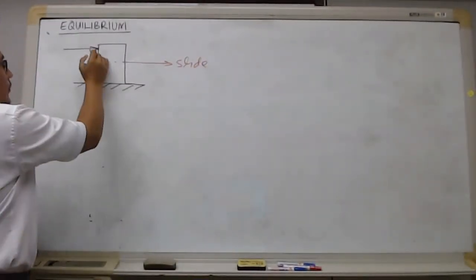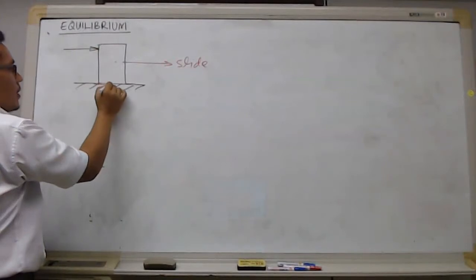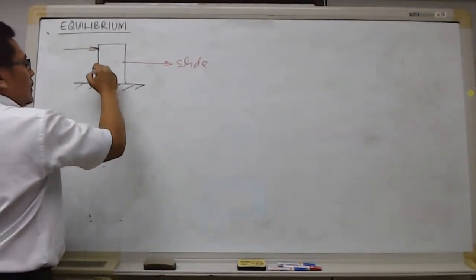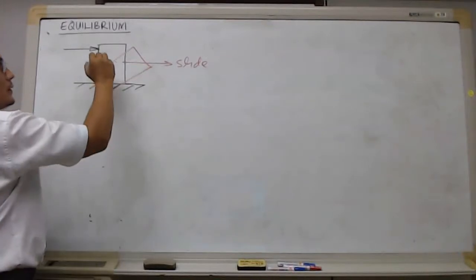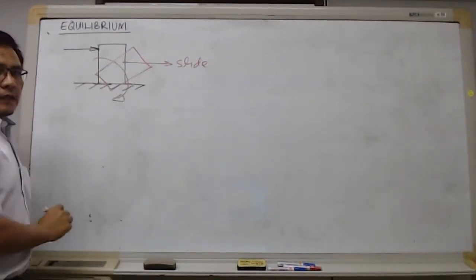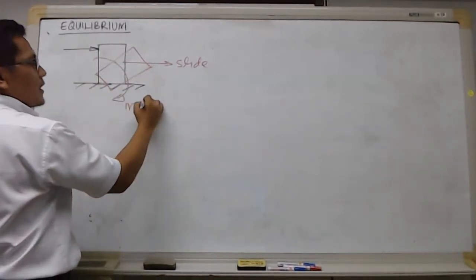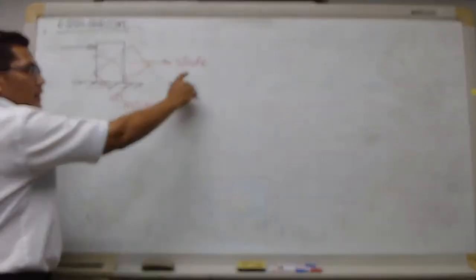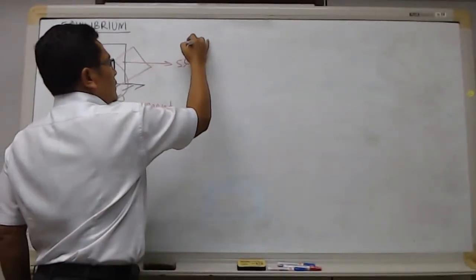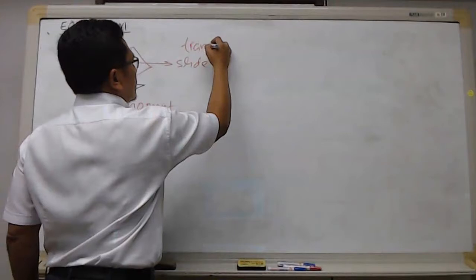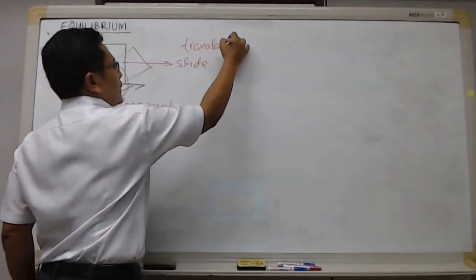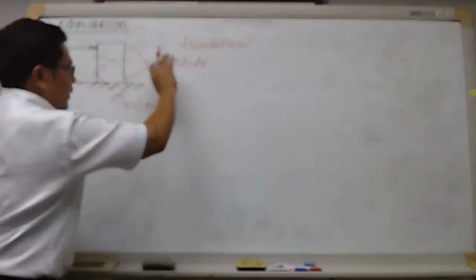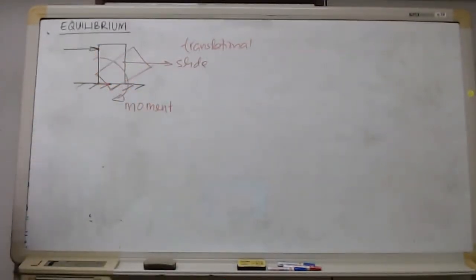or the force also, because there is a distance from the ground to the point of force, the force can also cause the block to tilt, spinning. This is what we call the moment effect. And slide we call the translational effect. The block slides or the block spins.